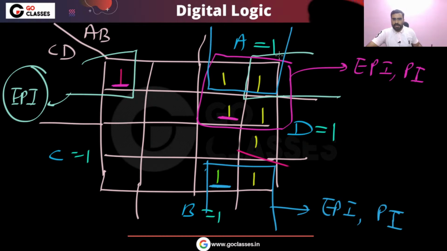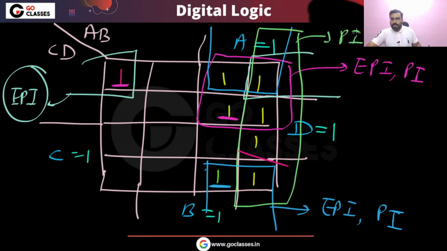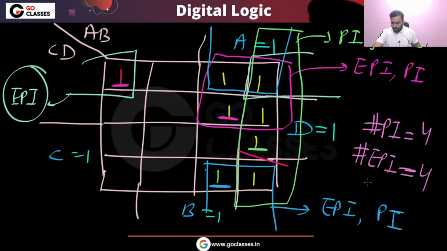Next, what else? Sorry, this will be the PI. This is your PI, and tell me, is this EPI? Yes, this is EPI also. You can check, this is EPI also because of this one. So tell me, how many PI, how many EPI? The number of prime implicants is 1, 2, 3, 4. Total 4 PI and total 4 EPI. So the number of PI and number of EPI is 4, 4.